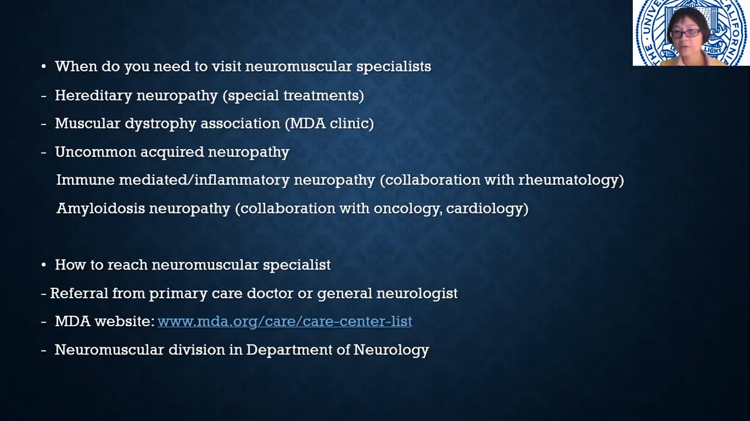Kaiser is a private practice institution. It also has a neuromuscular specialist. Many academic centers, like the university hospitals, for sure they have a neuromuscular division. So those are helpful resources online.